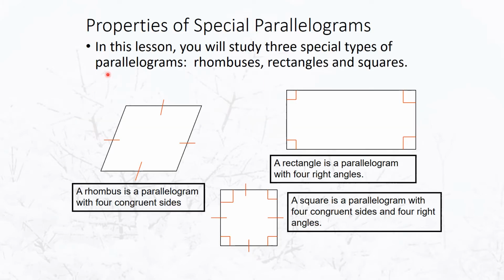Main properties of special parallelograms. In this lesson we will learn three special types of parallelograms: rhombuses, rectangles and squares. A rhombus is a parallelogram with four congruent sides. A rectangle is a parallelogram with four right angles. A square is a parallelogram with four congruent sides and four right angles.